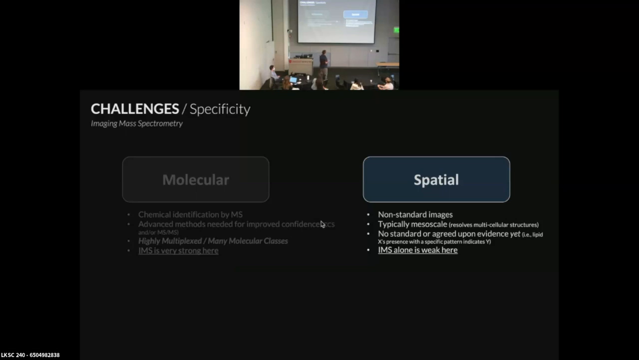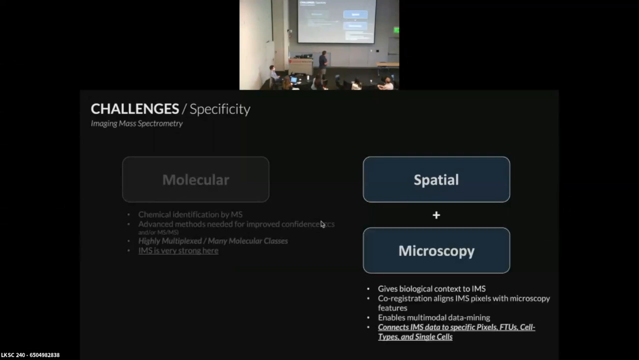And importantly, for a lot of the molecules that we're looking at, lipids, metabolites, glycans, there may not be a well-established set of literature saying, hey, this lipid or metabolite or this profile is associated with this cell type. That's just not available, right? So we don't have that direct connection. So this is where imaging mass spec is weak.